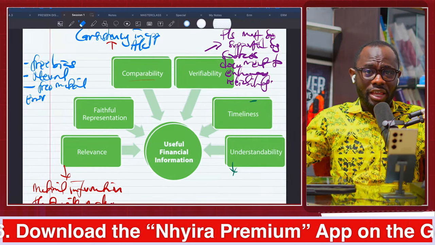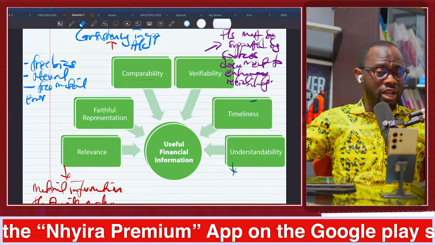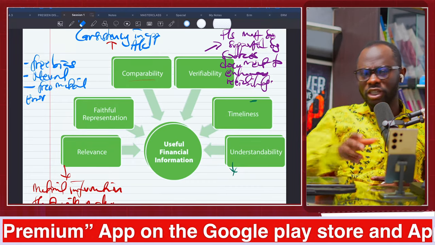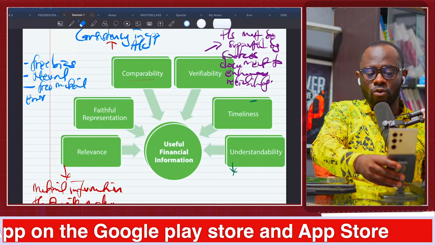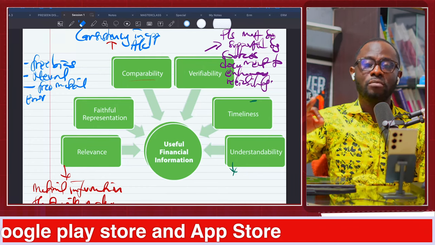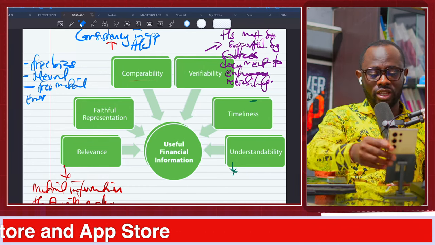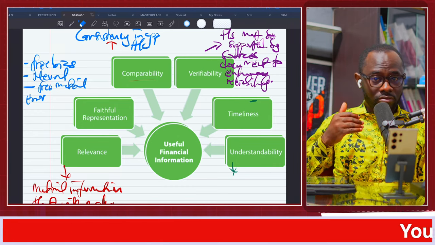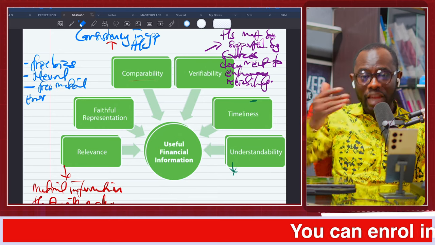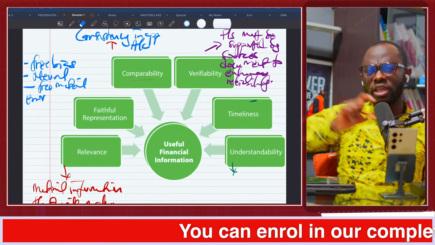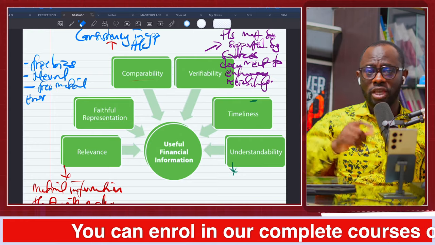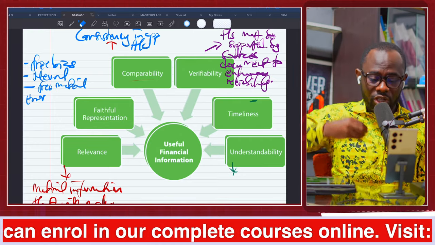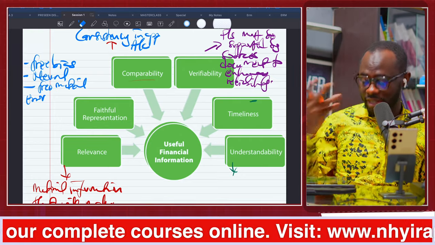You know that already. Both financial and non-financial information must be made available as and when needed for decision making. In other words, the financial information or the financial statement should not be earlier than required, neither should it be after the decision has been made. If not, then the information will lose its quality at the end of the day.